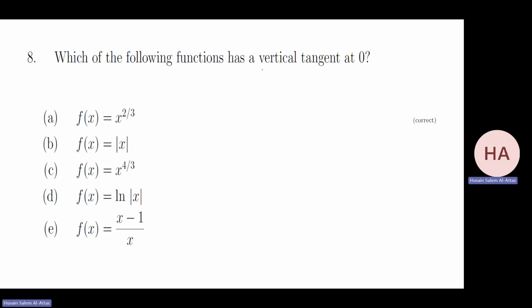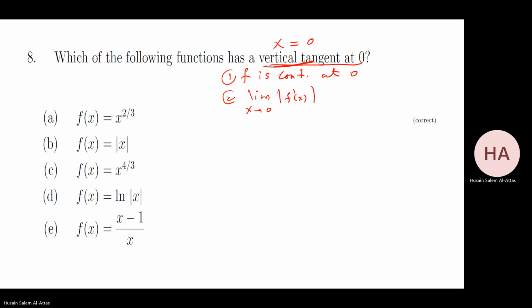Which of the following functions has a vertical tangent at 0? Remember, vertical tangent, two things. F is continuous at 0. And what is the vertical tangent, by the way? It means as x goes to 0, the limit of f prime is equal to plus infinity. They put the absolute value just to be, yeah, so they need to write plus or minus infinity.